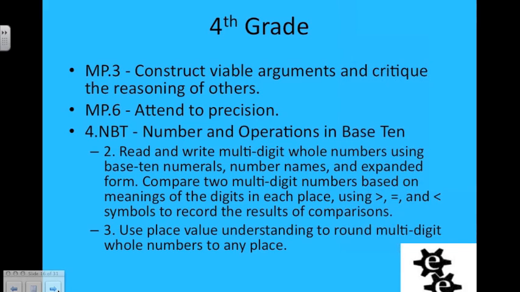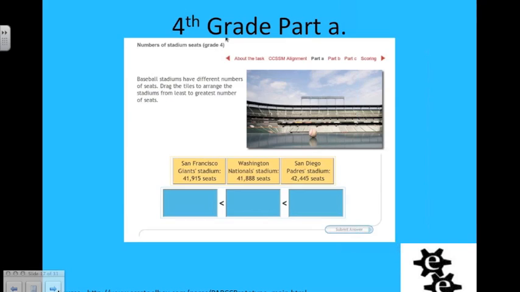I think what's important for me is the standards of mathematical practice, where constructing viable arguments and critique the reasoning of others, and attend to precision. I think that MP.3 really is quite clear in the following couple of questions. These are presented as a set. So part A of this question is simply putting these three stadiums from, I think, what does it say, least to greatest.